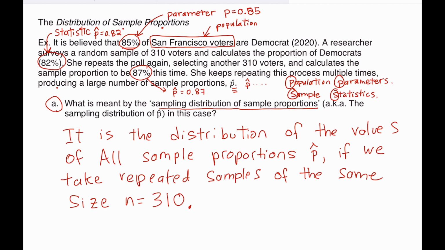Now, the idea behind the sampling distribution is that we know something about the population. So the question is, what can we say about the samples? Like, what can we expect of the samples? So if we know that 85% of San Francisco voters are Democrat, what do we expect samples to look like? The samples of size 310, what do we expect the sample proportions to look like?